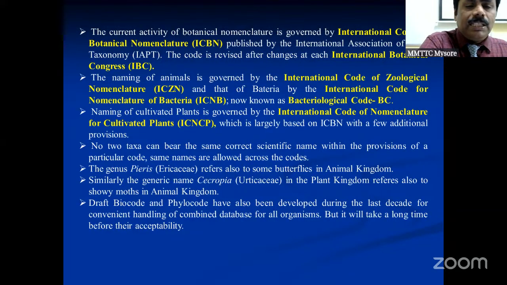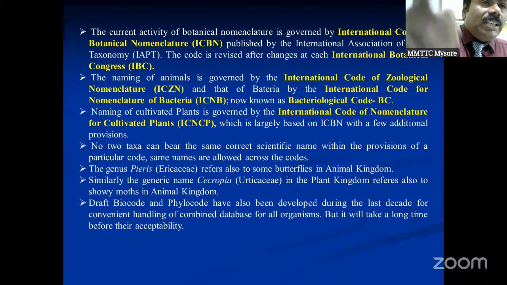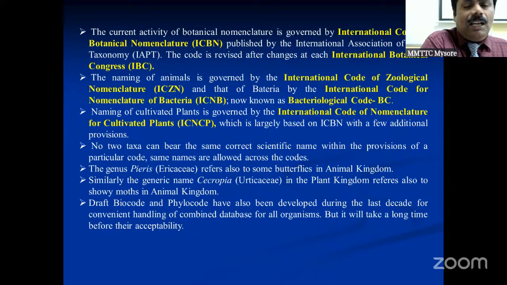The genus Pieris, Ericaceae, also refers to some butterflies in the animal kingdom. See, across the codes it is allowed. Similarly, the generic name Cecropia, Urticaceae, in the plant kingdom also refers to a showy moth in the animal kingdom. To obviate the confusion arising from these, the possibility of a draft BioCode or PhyloCode has been developed during the last decade for convenient handling of combined databases for all organisms. Like this, we are going to obviate the confusion resulting from common names that are in one code and also in another code. This is a solution only if you introduce the BioCode or PhyloCode that is being planned, but it will take a long time before it is accepted, for many reasons actually.